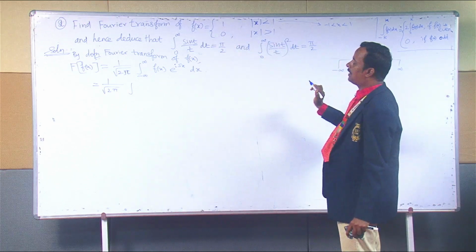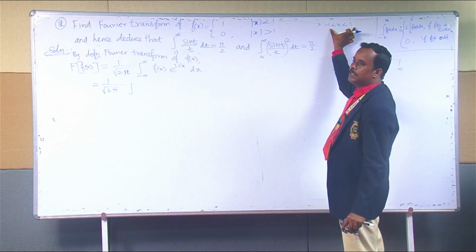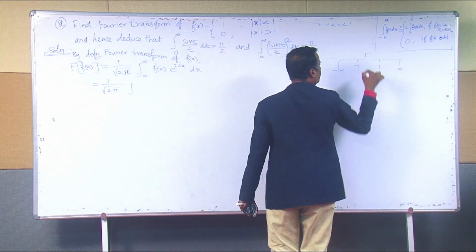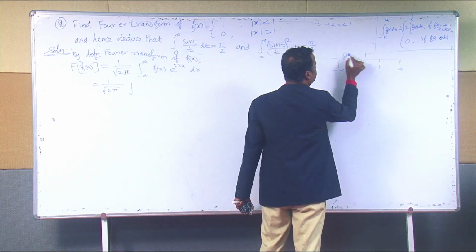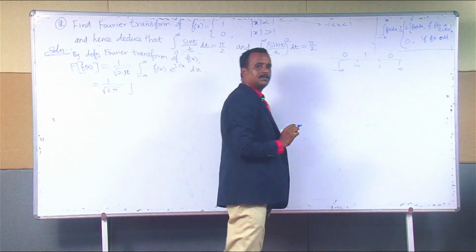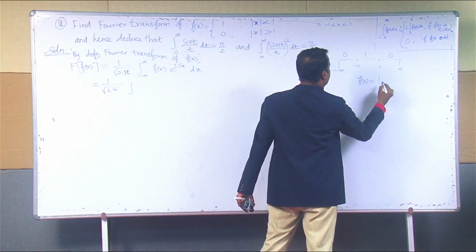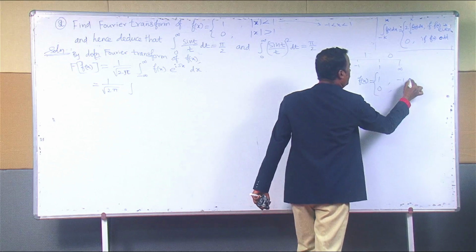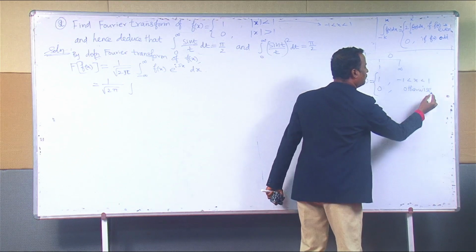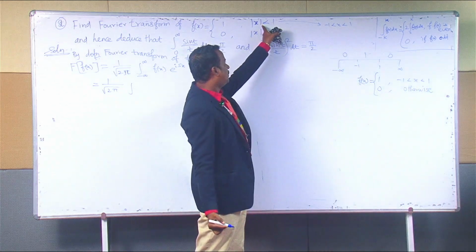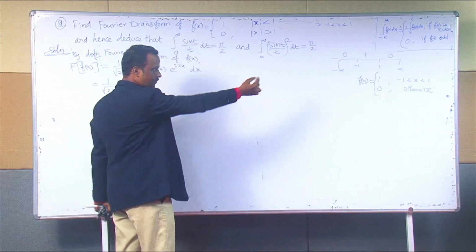So we can split this function as minus 1 to plus 1, the function value is 1. This is our function value f. And in all other cases, otherwise, the function value is 0. This is the definition of the given function. So we can write the function f of x as 1 for minus 1 less than x less than plus 1, and 0 otherwise. Because modulus of x less than 1 means minus 1 less than x less than plus 1. That is the definition.